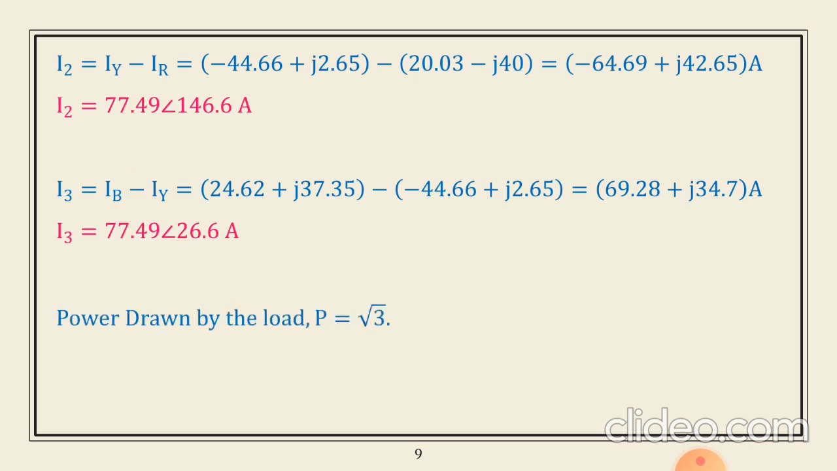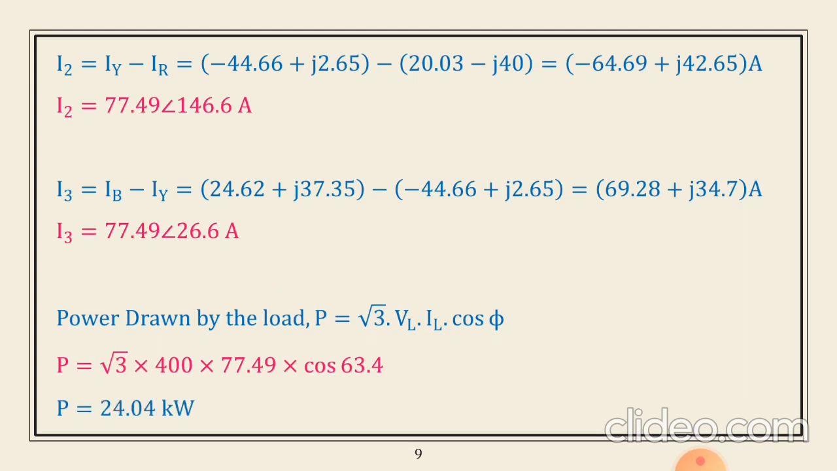Then the power drawn by the load formula is root 3 VL IL cos phi. So root 3 into 400 into IL, which is 77.49, and the angle we have taken from the impedance, that is 63.4. So P is equal to 24.04 kilowatts.